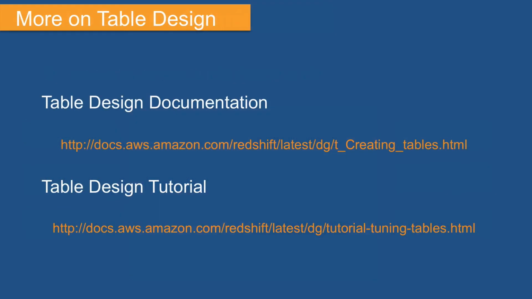Okay, so just to quickly recap. If you want to learn more about table design, as you might have guessed, it's an important part of optimizing performance of your Redshift cluster. Take a look at the table design documentation that you can see here on the top link, and you might also want to go through the table design tutorial that you can see on the bottom link, which will take you through a worked example of designing a table for optimized performance on Amazon Redshift.